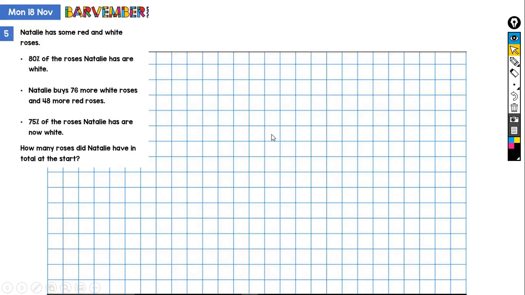Okay, a really challenging bar model question to start the week here. In fact, I might actually show you two methods to solve this, the second one potentially being a little controversial, but we'll see how much room I have left on my space here.